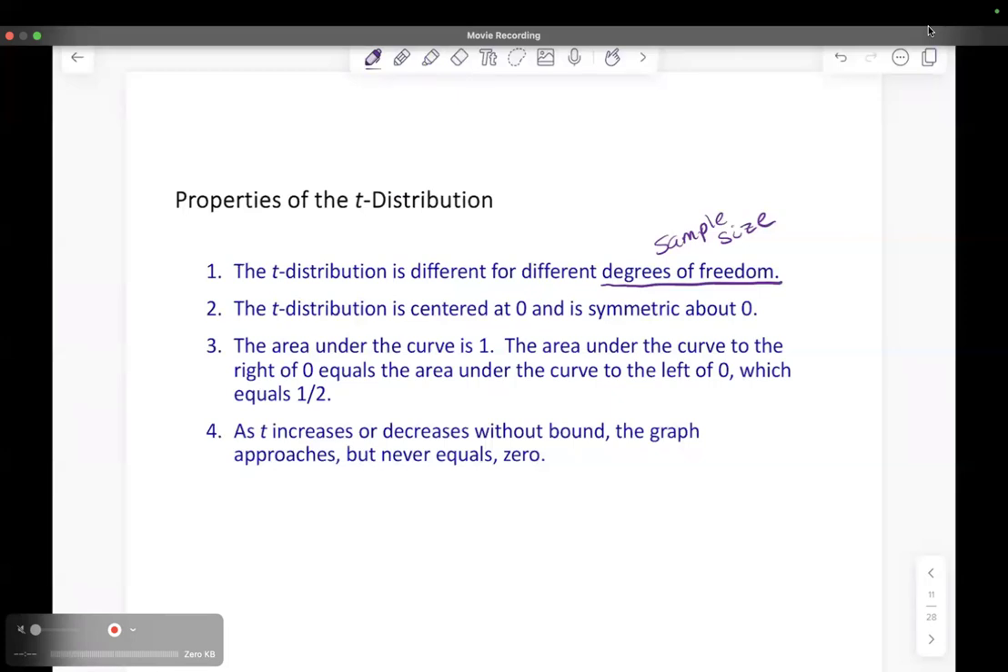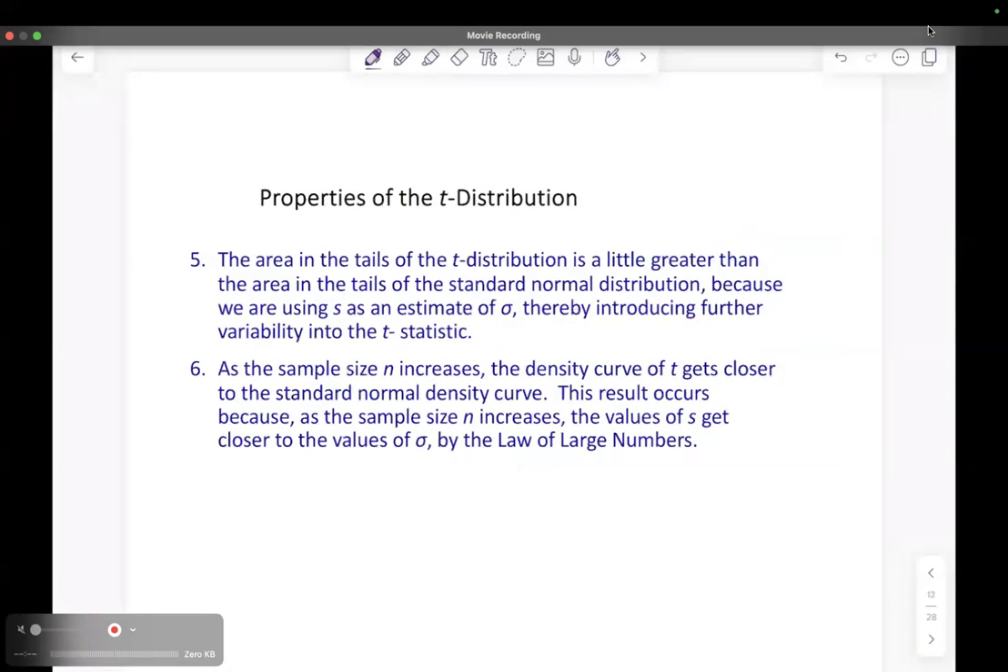These are the things that are basically the same, except for this. The area in the tails is a little bit bigger than it is with Z because we're using samples. So as our sample size increases, we are going to get closer and closer to the same curve that we see with our Z-scores. So basically, once you get past 30, it pretty much looks like the Z distribution. Once you get a sample size that's greater than 30, it looks almost exactly like the Z.